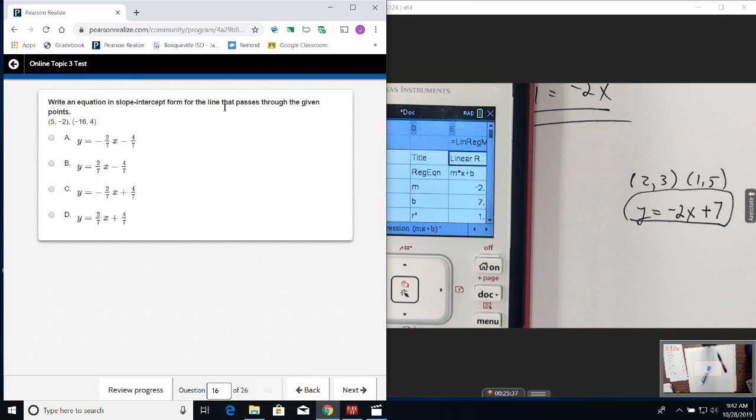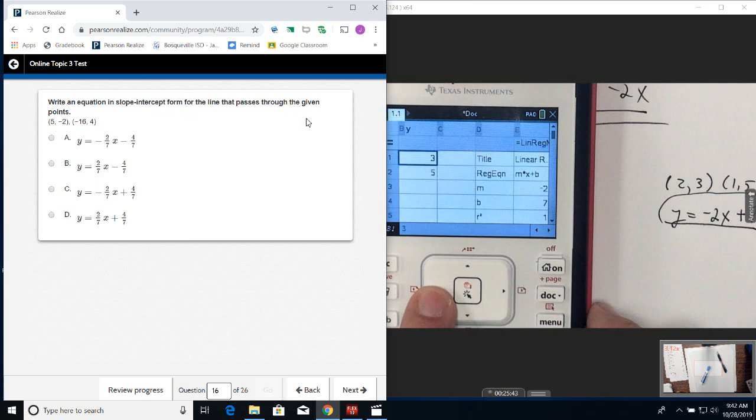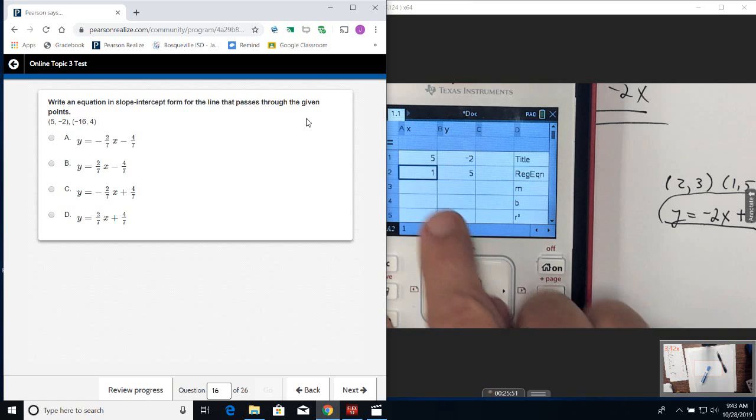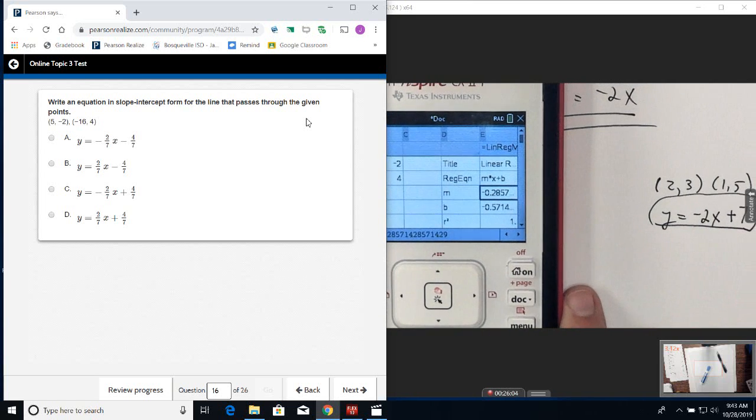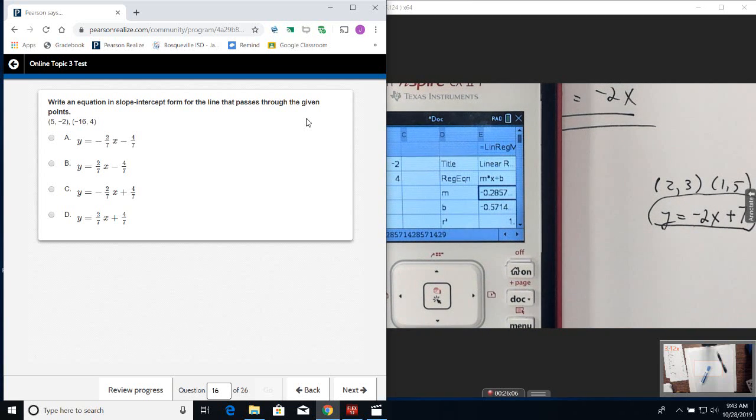Okay. Write an equation in slope-intercept form for a line that goes through these points. Look, I've already got it. So just go in there and change your points to not be 2, 3, but to be what? 5, then negative 2. Just type right over them. That'll save you some time. Negative 16, tab, and then go over here and change that to a 4 and hit enter. And it's already done for you, so I don't have to go to stat calculations and all that other stuff.